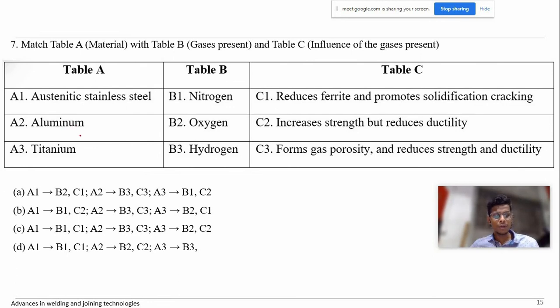Then aluminum: if a gas like hydrogen is present in the aluminum, it forms gas porosity and reduces strength and ductility. So for A2, it's B3 and C3. The other option, A1, is austenitic stainless steel. If nitrogen is present, as discussed in this class, it reduces the ferrite and promotes solidification cracking. A1, B1, C1. So the answer for the seventh question is C, 7C.